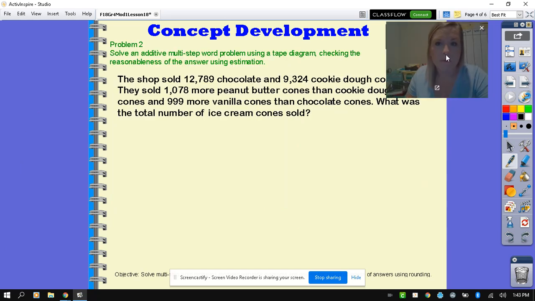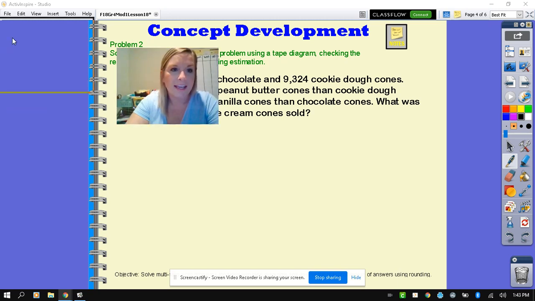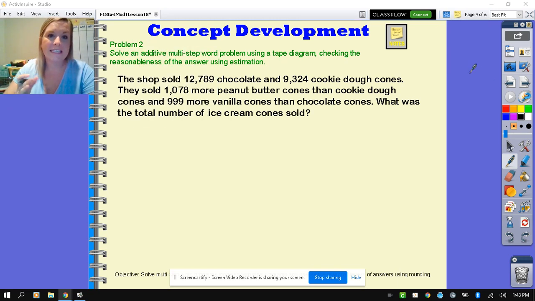Okay, and I'm going to go on to the next problem. And I'm going to move myself again out of the way. So problem number 2 is very similar. So I'm going to solve this one with you, and you'll see all the tricky pieces. So the shop sold, I'm going to change mine to yellow, 12,708 chocolate and 9,324 cookie dough cones. Okay, they sold 1,078 more peanut butter cones than cookie dough, and 999 more vanilla cones than chocolate cones. Whew. What was the total number of ice cream cones sold?